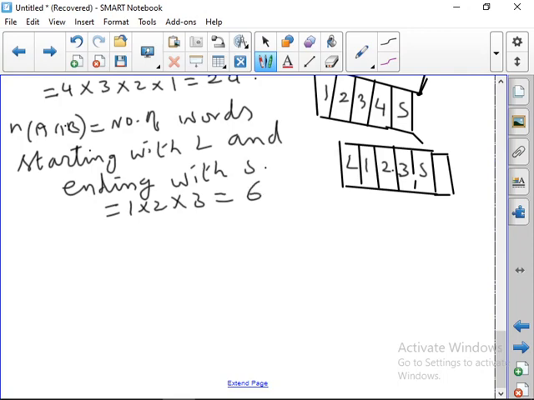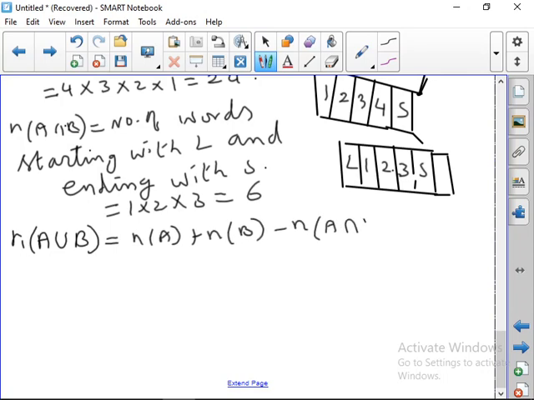Okay. So, now what is asked to find? Either or. So, either or is nothing but n of A union B. Either starts with L or ends with S. So, it is n of A union B, which is equal to n of A plus n of B minus n of A intersection B. So, it is equal to 24 plus 24 minus 6. So, 48 minus 6 which is equal to 42.